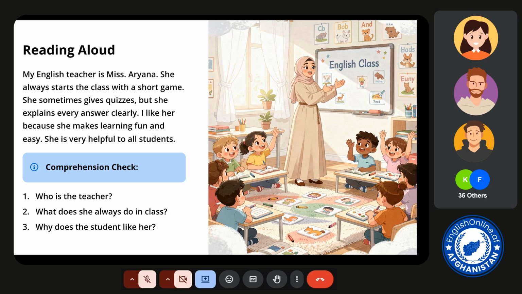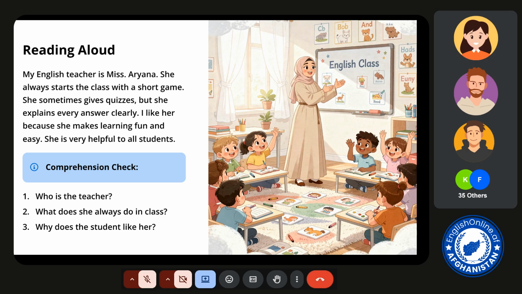Do you have my voice clear, teacher? Yes, I have. And then, I want to start the reading aloud. No, answer the first question. Who is the teacher according to this passage? The teacher is Miss Aryana. Excellent. Completely correct answer. Thank you.